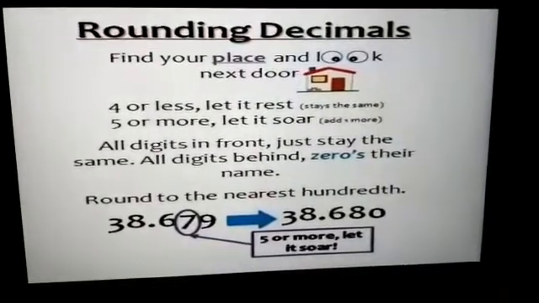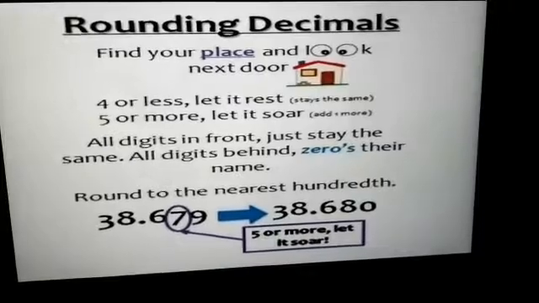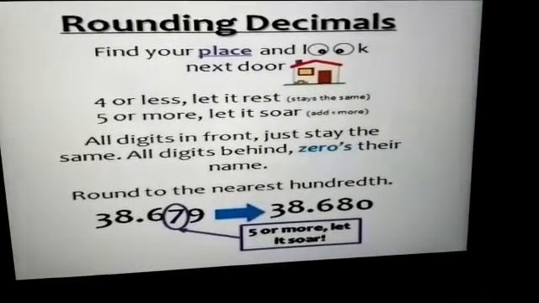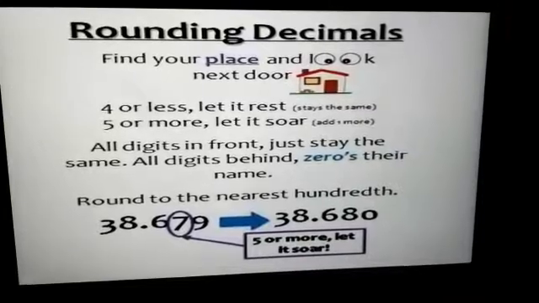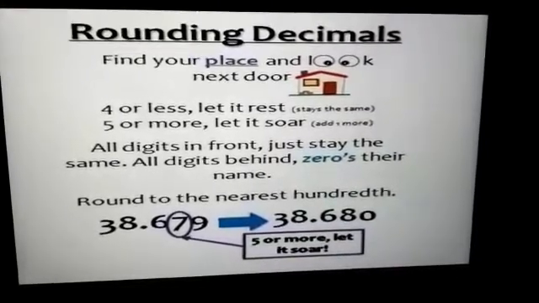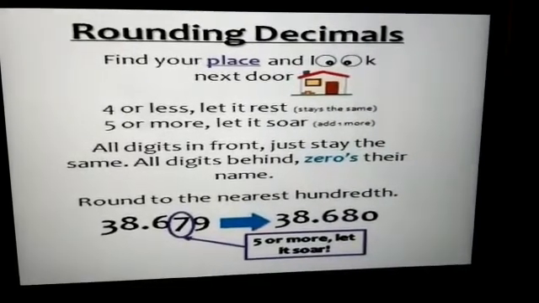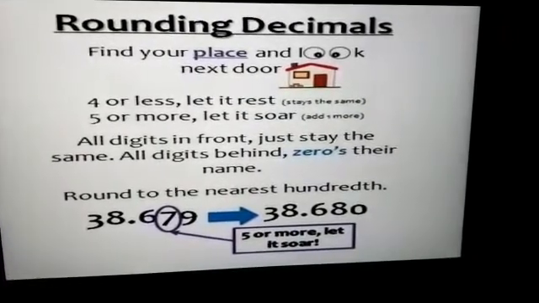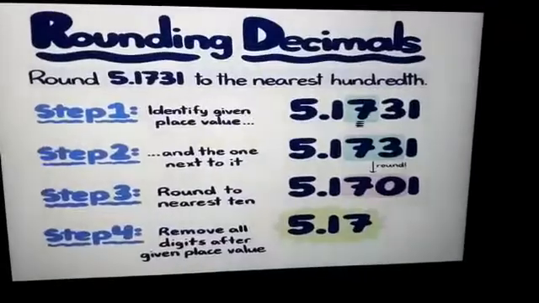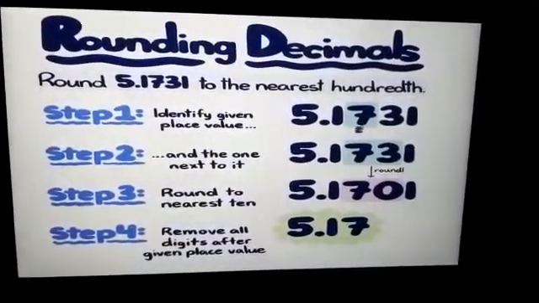So, rounding decimals. Rounding decimals is exactly the same thing we do when we're rounding whole numbers. You find the place that you need to round and then you look at the next number. Anything with 4 and less, you go down. Anything with 5 and above, you go up. So here's an example of rounding decimals.